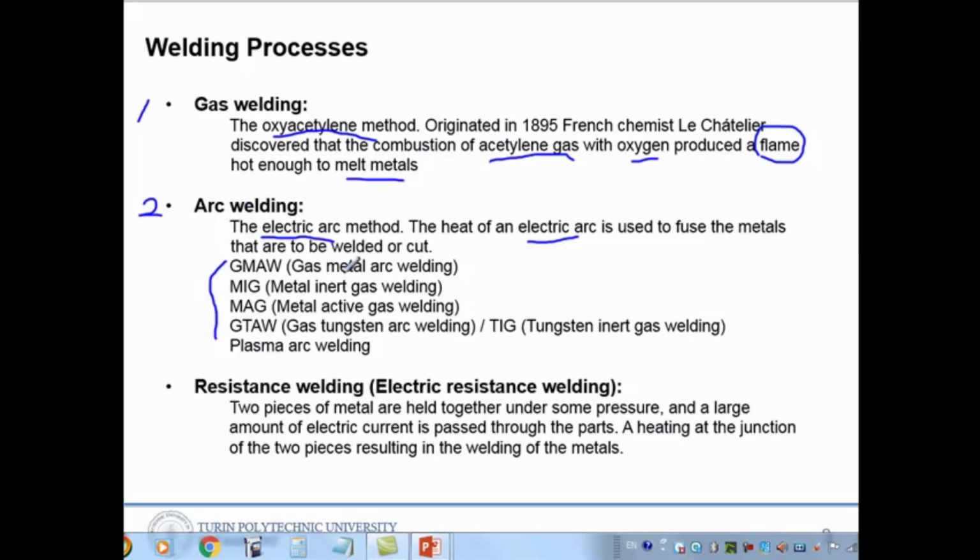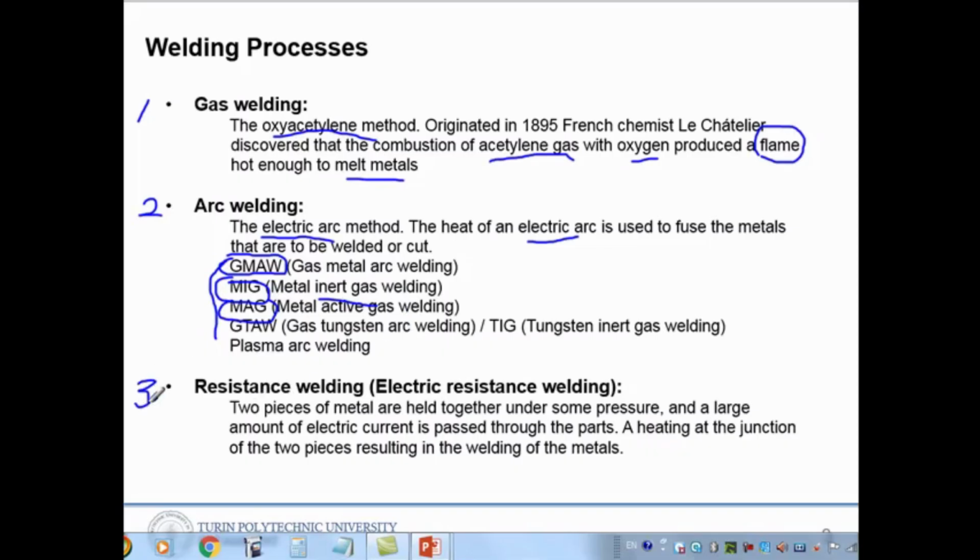There is gas metal arc welding and metal inert gas welding. During welding, they use some kind of gas environment: inert gas welding, metal active gas welding, gas tungsten arc welding. For these types, we use abbreviations in the drawings. That's why I draw them here. If you see this kind of abbreviation, it means the type of welding.